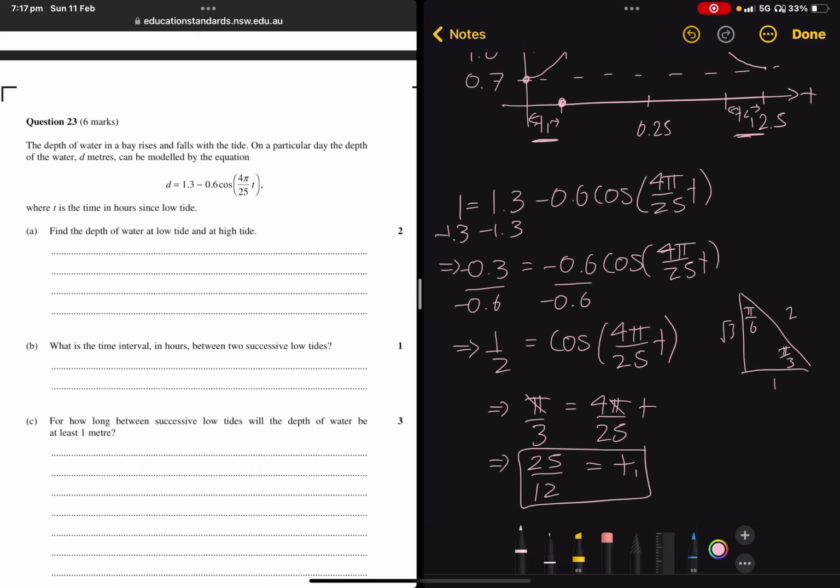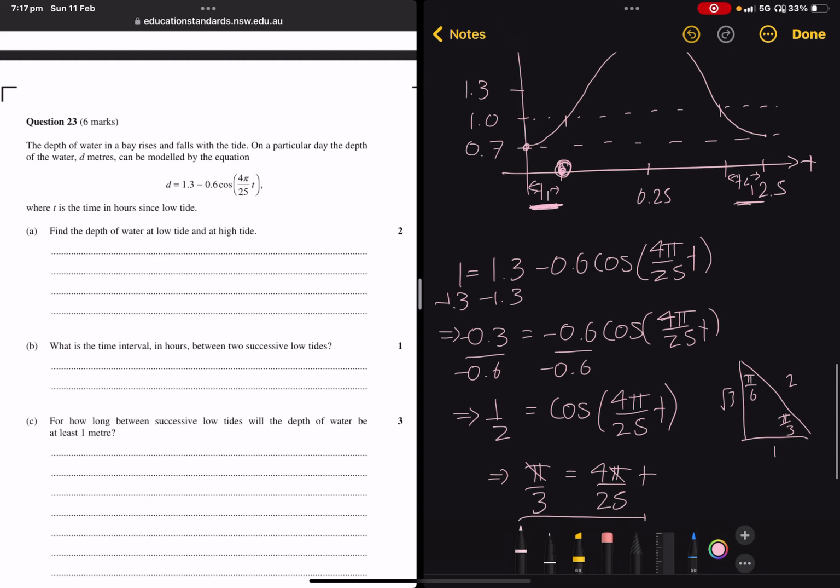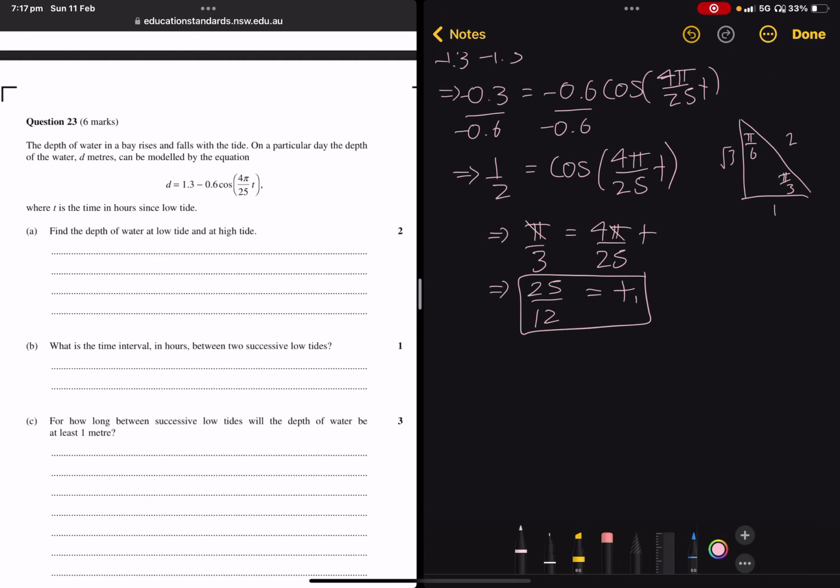And this is actually time 1. This is the value here, right? This gap and this coordinate here. So for how long between successive low tides will the depth be at least 1 meter? It will be at least 1 meter, let's call this capital T, is going to be the total time, 12.5 hours, minus 2 lots of 25 on 12 hours.